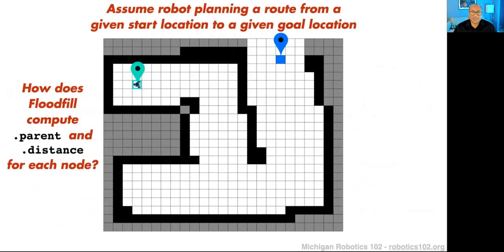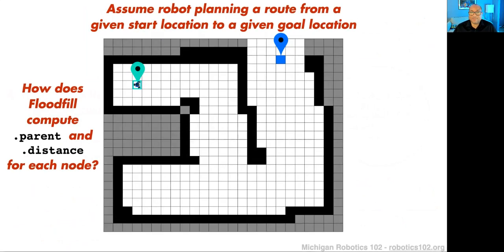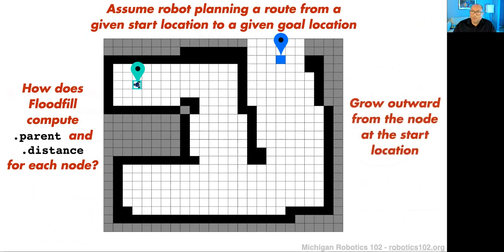So if we did this, what would a flood fill look like to compute the parent and distance for each node? There are a number of ways we could do this, but let me build on one potential idea that I want to explore in this example: let's grow outward from the node at the start location and just expand our consideration more and more, building outward, moving almost like a wave front across the free areas of our map.